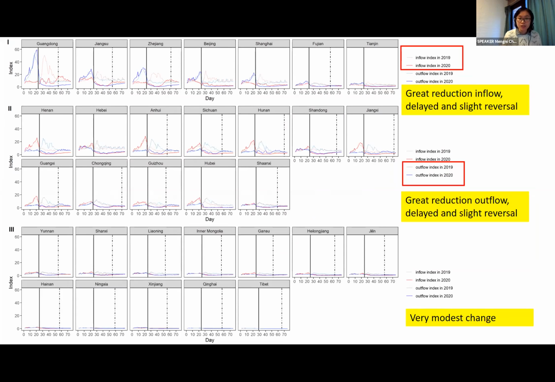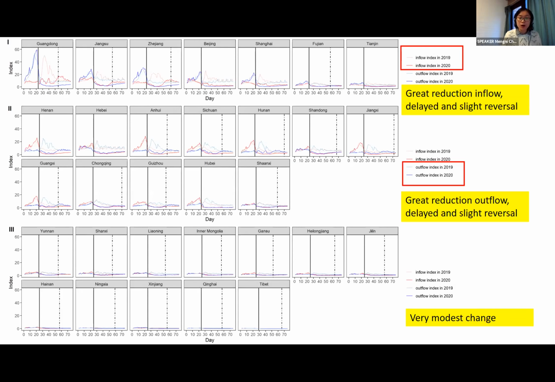To understand these graphs, just a very short piece of information: the black vertical line is the travel ban on January 23 in Wuhan. And the other black vertical line is the downgrading of government policy measures for COVID-19. Very obviously, we see that for the first group of provinces, the inflow index between 2019 and 2020 has a large gap. The 2020 inflow index remained at a very low level, and only after day 50 did it start to rebound a bit, and the reversal is very slight or moderate.